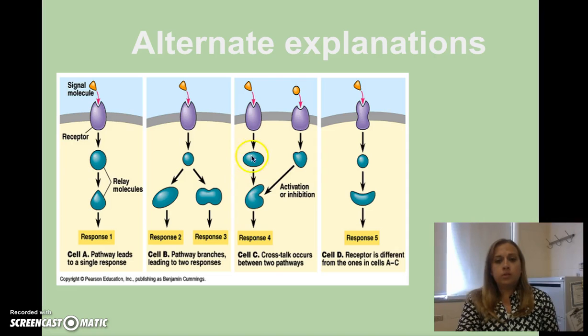In cell C, we've got the same signal molecule, but here we have another signal molecule coming in and binding to a different receptor. We have the same relay protein, but this one is also initiating a relay protein, and what's happening is that you have crosstalk. Essentially one signal molecule is affecting how the other one is expressed, and so you're getting a different response.